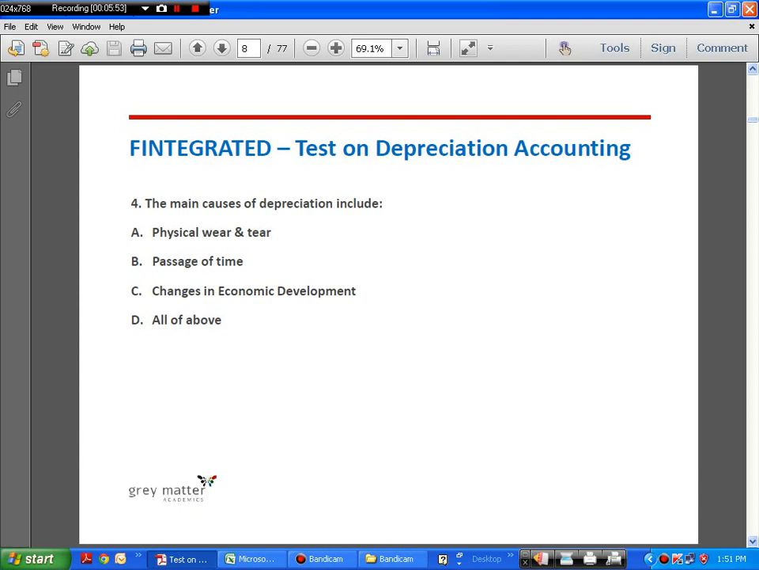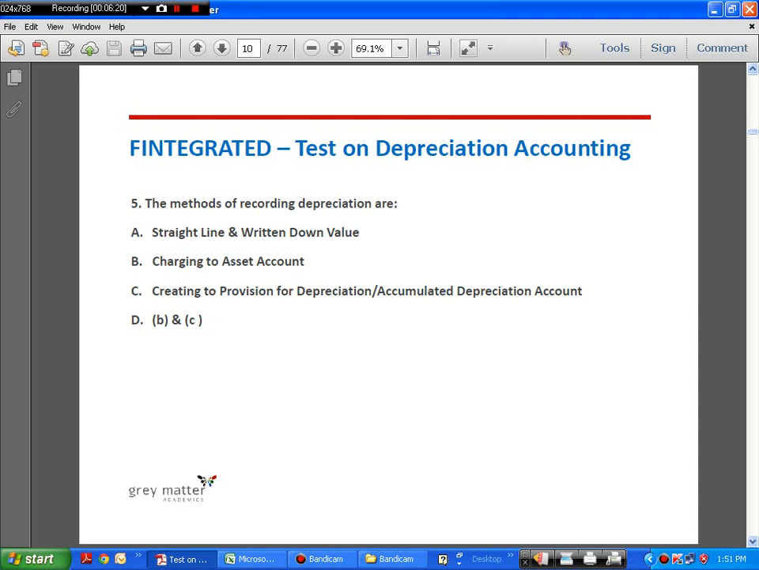When an asset is used, there is physical wear and tear. Passage of time: if the asset is not being used for a particular period of time, even then it depreciates. Changes in economic development and technological development make assets obsolete, and that also leads to a fall in the value of the asset. So the answer is D, all of the above.